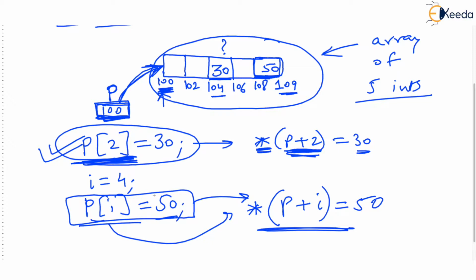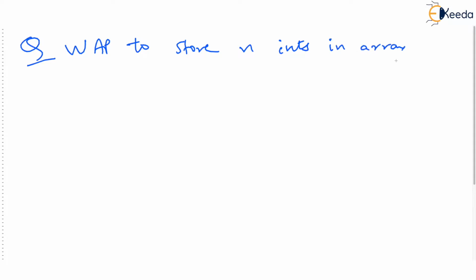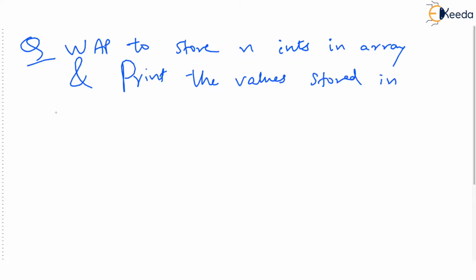So let's attempt writing a code here. Let me change the color of the pen. Let's say the question asked here is, write a program to store n integers in an array and print the values stored in the array. Simple. So we just want to input the array and output the array. But notice we want to store n integers in the array.